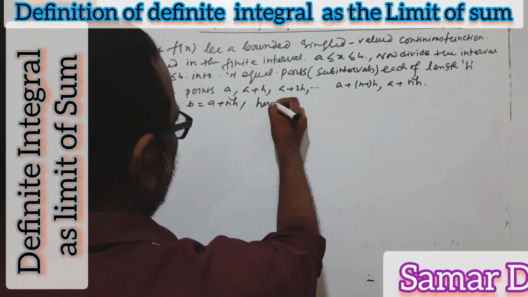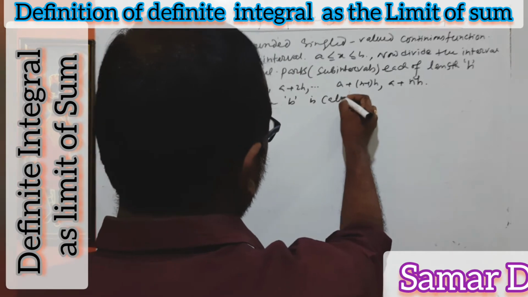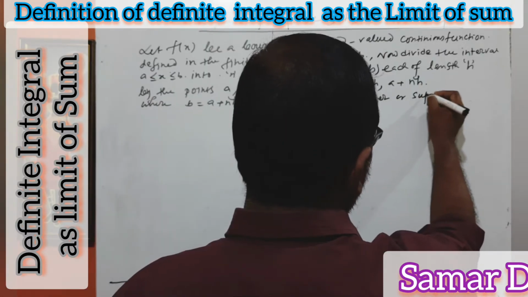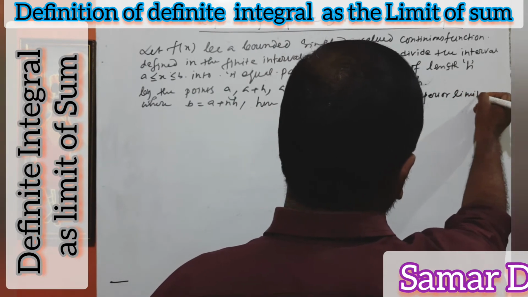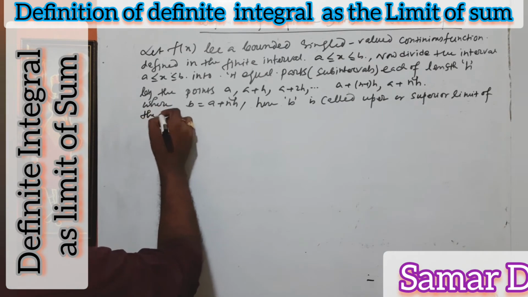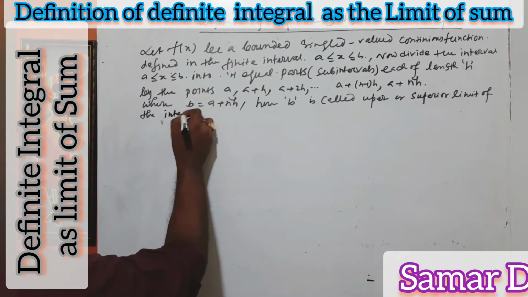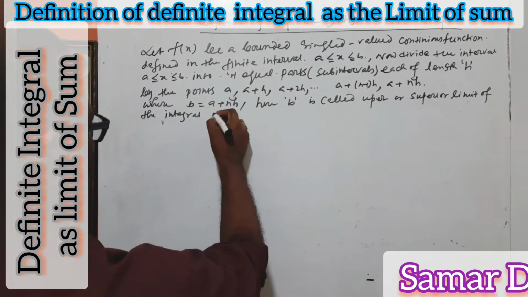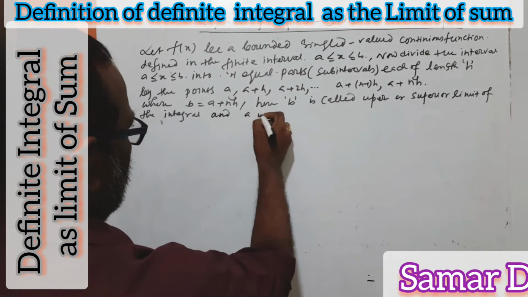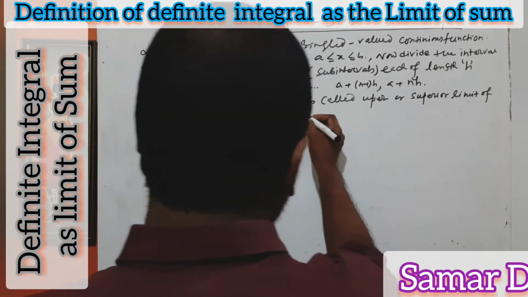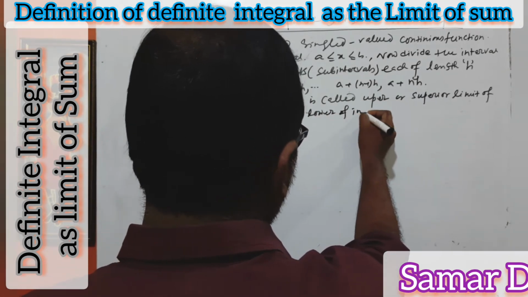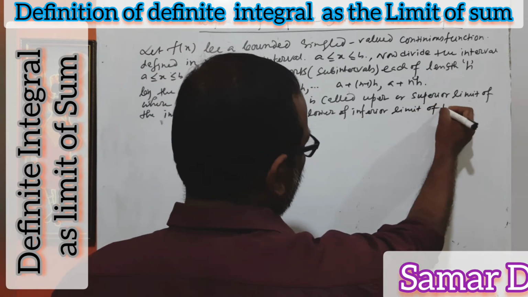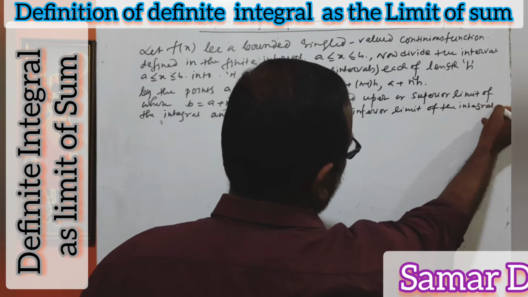Here b is called the upper or superior limit of the integral, and a is called the lower or inferior limit of the integral.